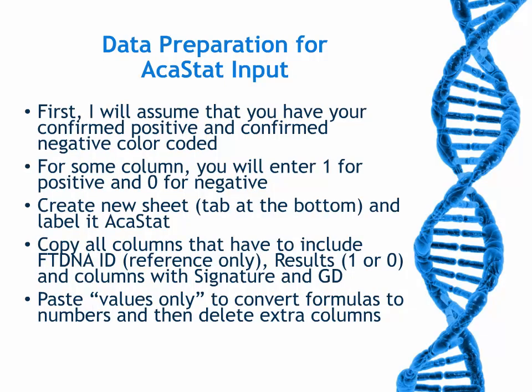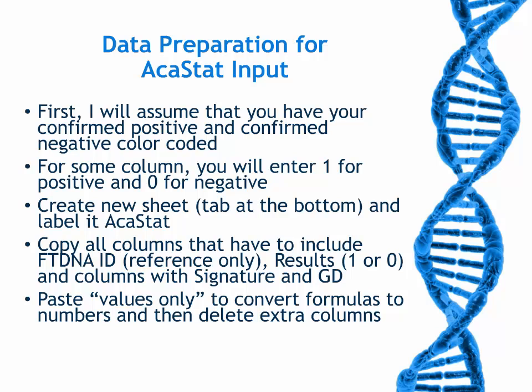First, I'm going to assume that you have all your positive and negative testers confirmed and color-coded in some manner, or have a column listing 1 or 0. But for AcaStat, you have to create a column, and for all the ones that are positive, you enter 1, which is a positive result. And for all the negative testers, you enter 0. The 0 testers are required to train the actual model to be able to reduce negative testers from being called positive.